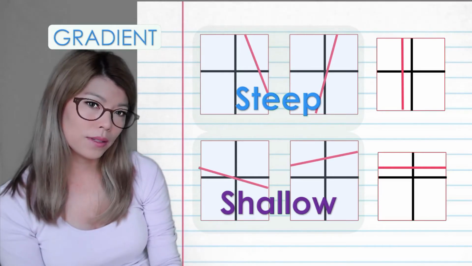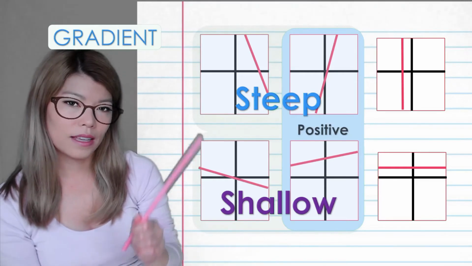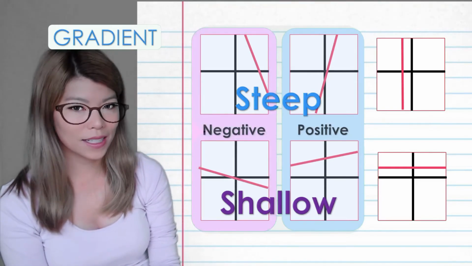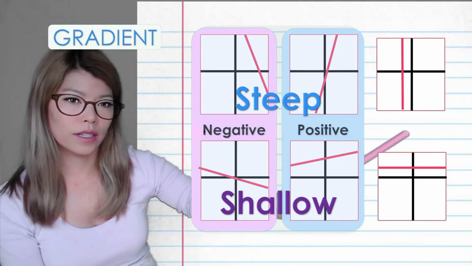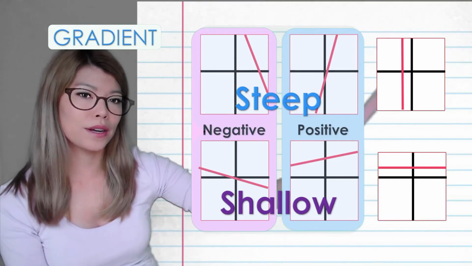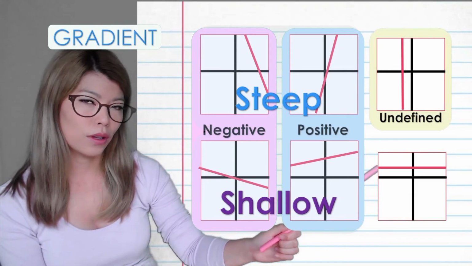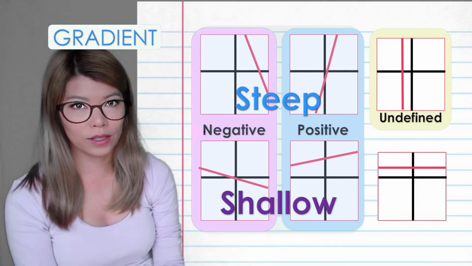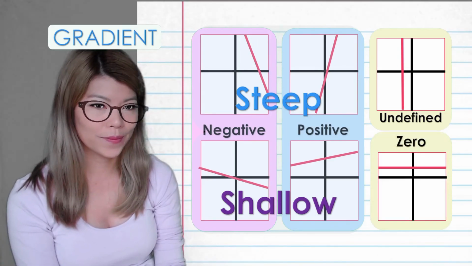Which of these are positive? The ones going up. So these two are positive and these two are said to be negative. That line over there, imagine a ball trying to roll in it. It cannot roll in it. The gradient for that one is undefined. And if you imagine a ball rolling on that one, the ball won't be rolling at all. It doesn't move. The gradient for that one is 0.